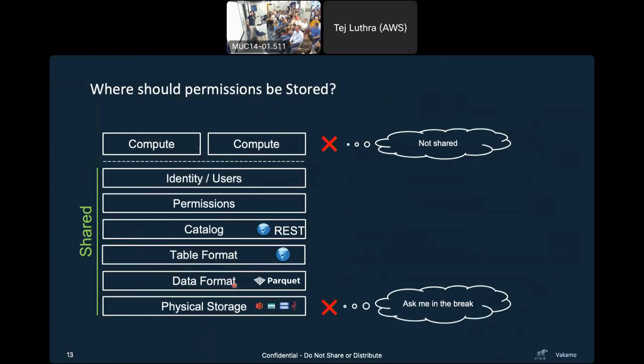Also, we don't want to secure our physical storage. I'm happy to discuss that in the break. That's also not very nice, so don't just have S3 policy securing your data. There is a saying that goes, secure your data, not your storage, and there are many good reasons for it. So we have 2 places kind of left. The first place is we can store it in the catalog or in a dedicated system that is only there for permissions. This is what I'm going to look at now.